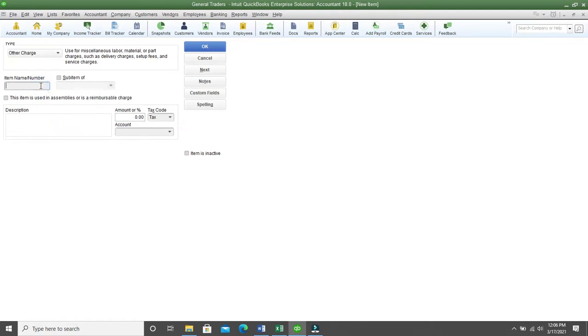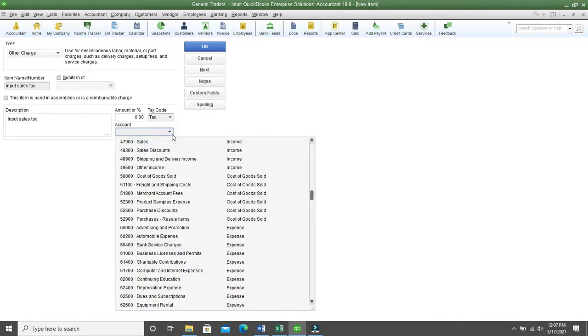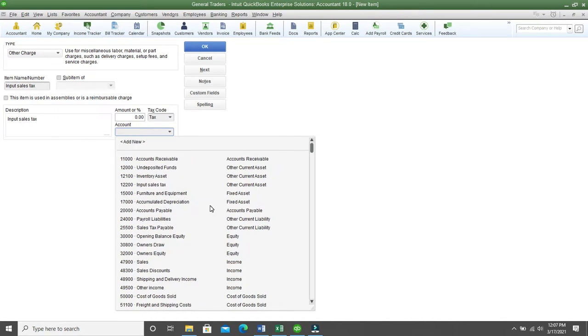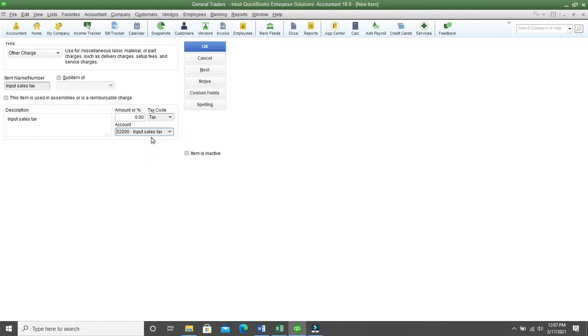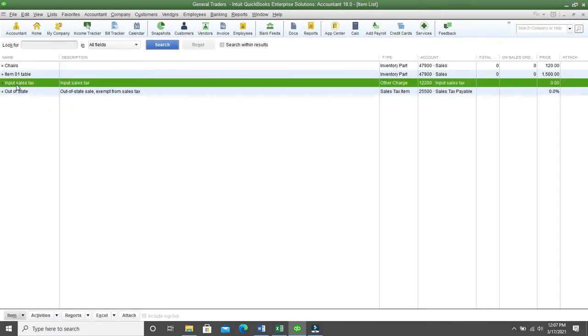So name it as input sales tax, or whatever name you want. And this, I shall copy the description there, and this item should be mapped with the account named input sales tax. This is my input sales tax. I have mapped this item to my input sales tax account. So click OK. Now I have an item called input sales tax, that is other charge.